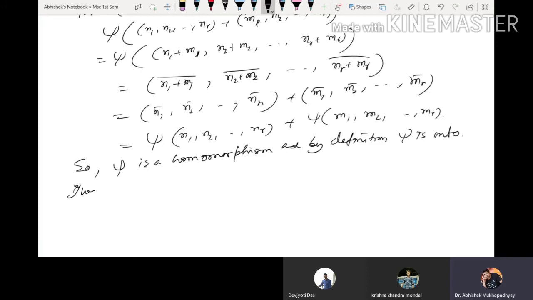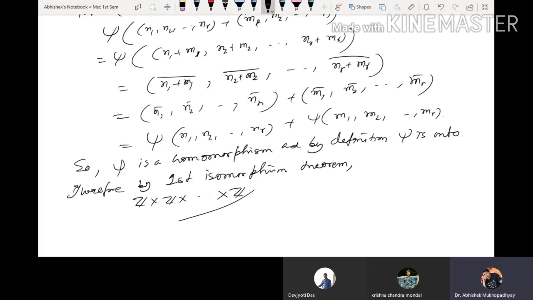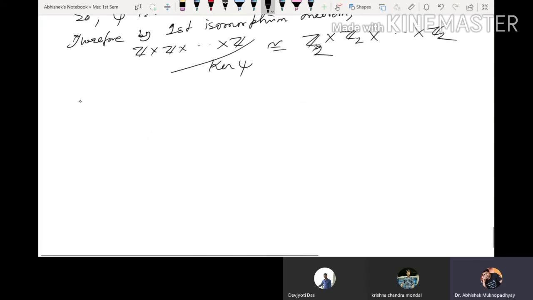So therefore, by the first isomorphism theorem, Z cross Z by kernel of psi is isomorphic to Z2 cross Z2 cross Z2. Now what is kernel of psi?